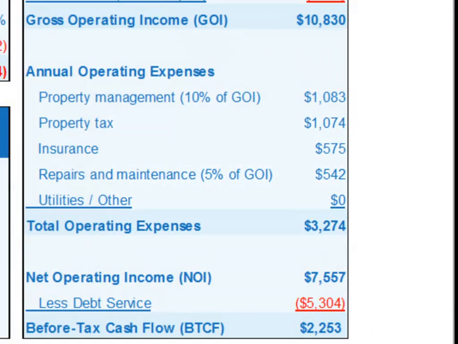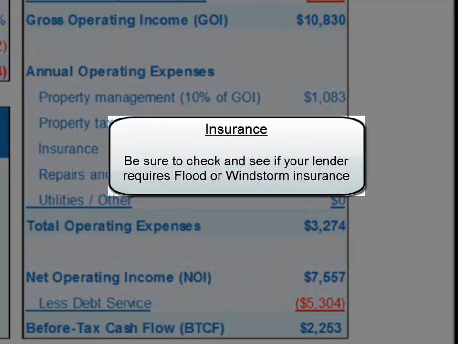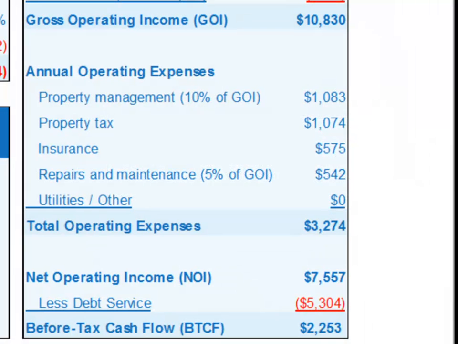Investment property insurance typically includes specialty items such as liability coverage and rent loss coverage that help protect you as the owner. Additionally, be sure to check and see if your property requires flood insurance or other mandatory coverages such as windstorm insurance. These additional coverages are not typically disclosed by the seller and can be an unwelcome surprise at closing.